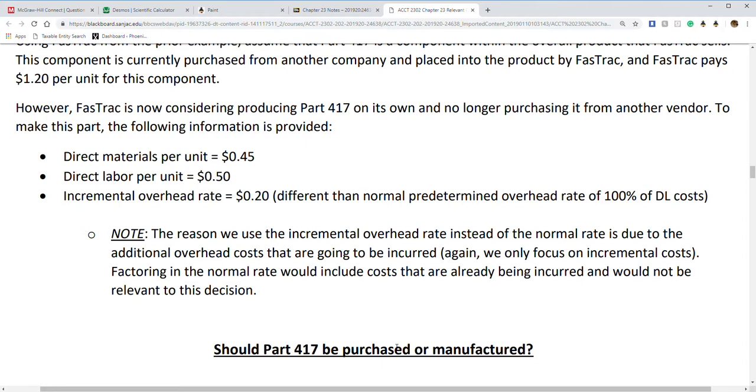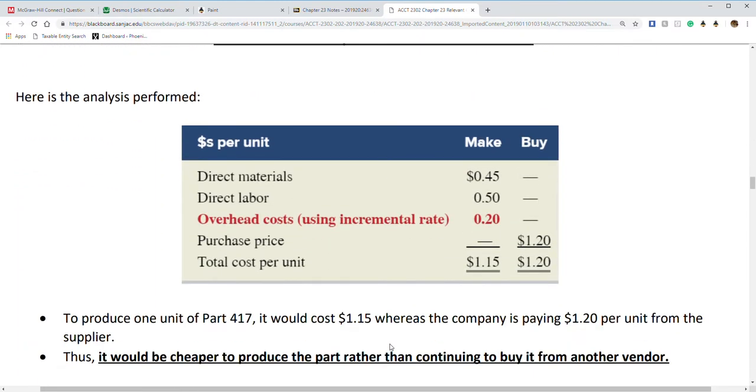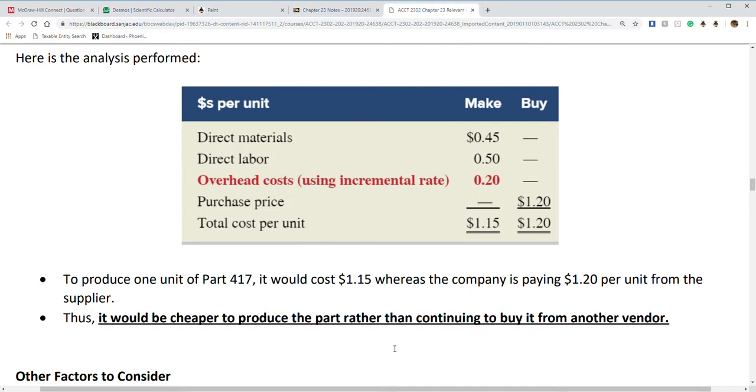So the question is going to land: should part 417 be purchased or manufactured? Well, let's see. The best way to do this is just a simple comparison. So, we know the cost to make it. It's going to be 45 cents plus 50 cents plus 20 cents of the big three to make a cost of $1.15. And we buy it at $1.20.